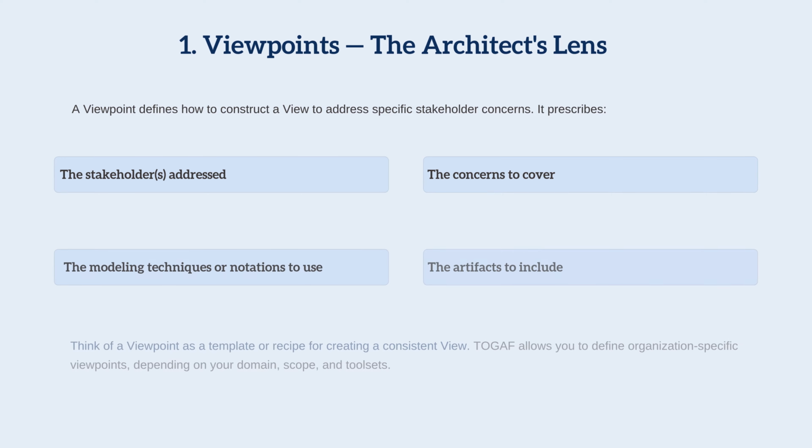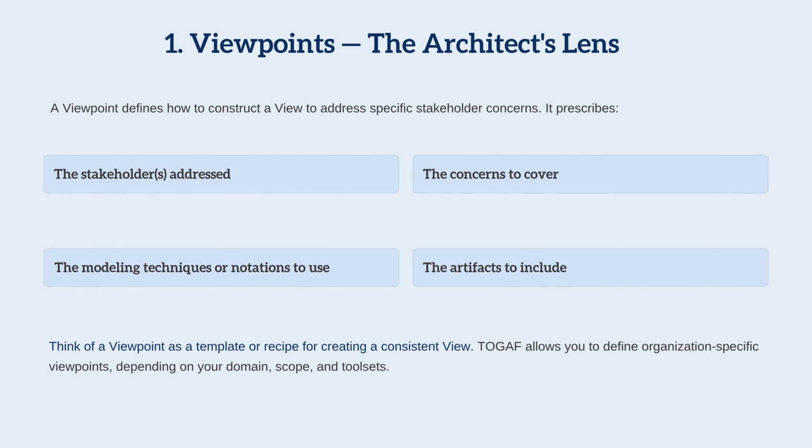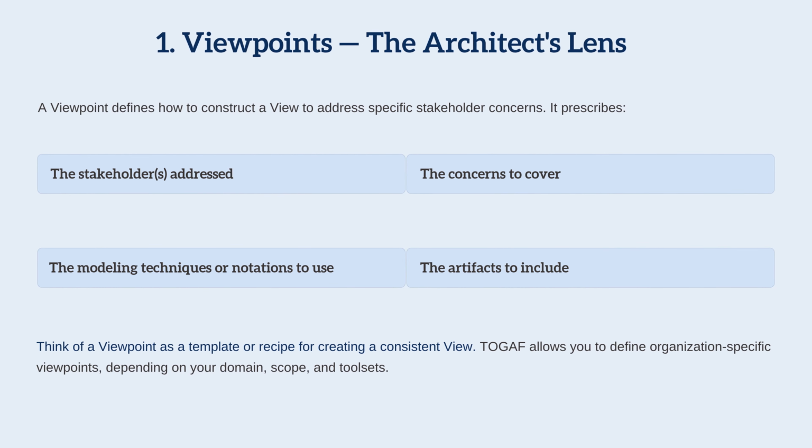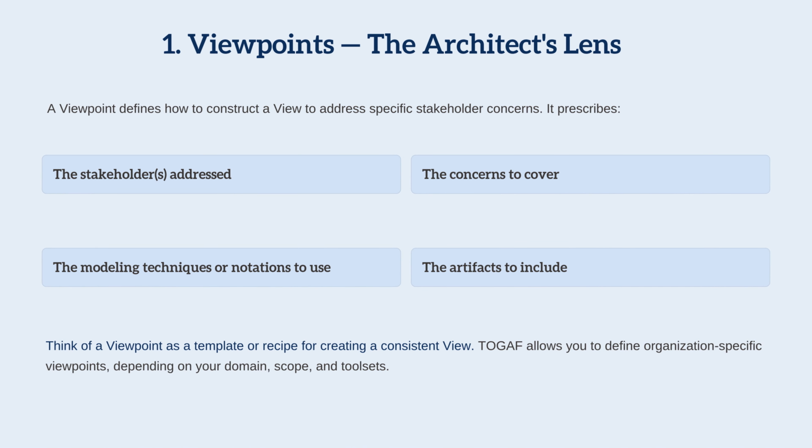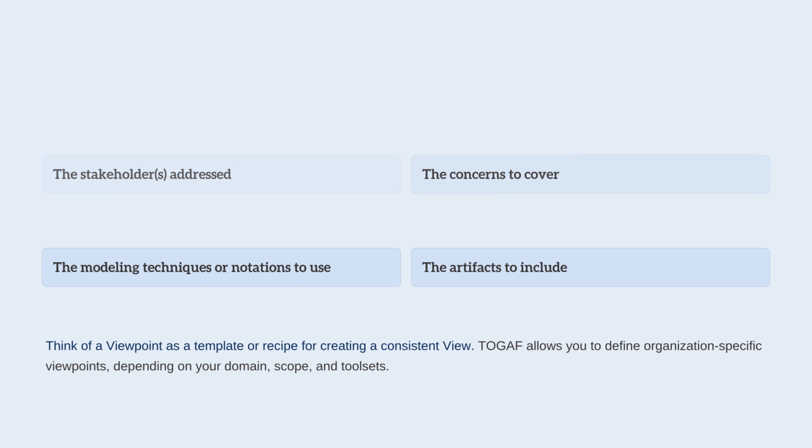A viewpoint tells us how to construct a view that will satisfy a particular concern. It specifies which stakeholder or stakeholders the view serves, the concerns that need to be addressed, the models, techniques, or notations to use, and what artifacts to include. Think of a viewpoint as a template or recipe that ensures consistency. TOGAF allows organizations to define their own set of standard viewpoints, for example, business, security, or implementation viewpoints.